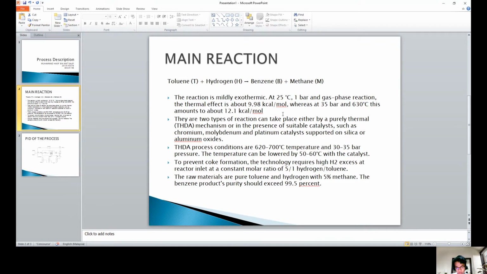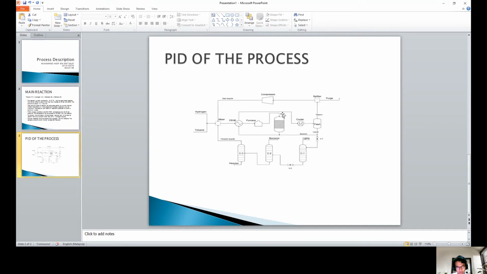The raw materials are pure toluene and hydrogen with 5% methane. The benzene product purity should exceed 99.5%. So this is the PID of the process.